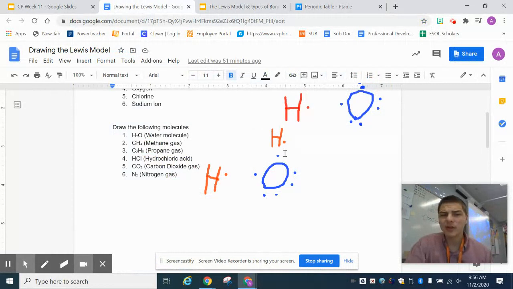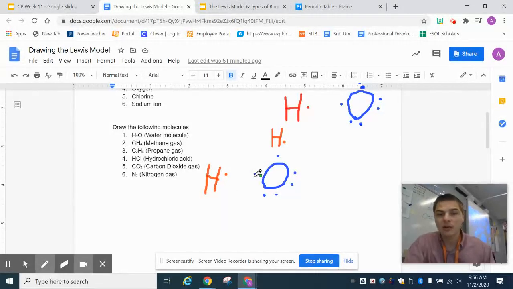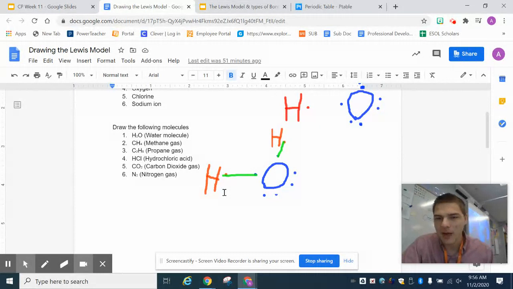We can do this by sharing. Hydrogen has 1 and wants to have 2. Hydrogen has 1, wants to have 2. Oxygen has 6, wants to have 8. If we can share these electrons, then they can both be happy. And how we show that they're sharing is we draw a line from one electron to the other. Whenever atoms share electrons, we say that those electrons belong to both atoms.